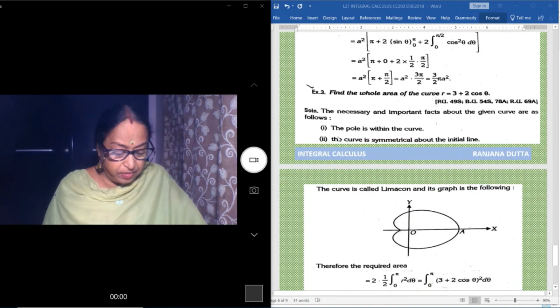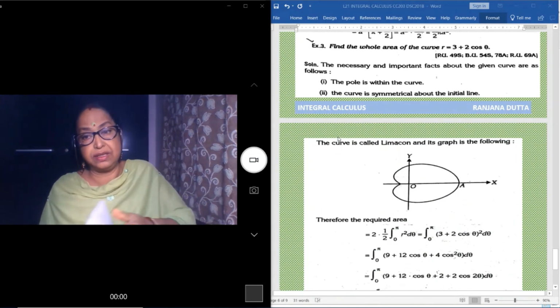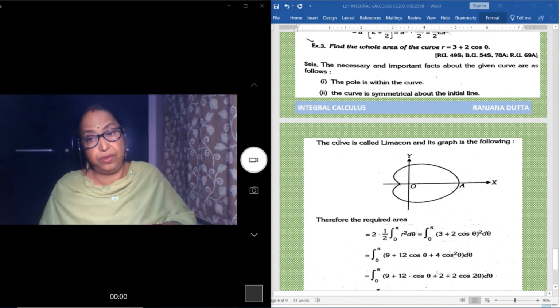Find the whole area of the curve r equal to 3 plus 2 cos theta, similar to the above. You try it at home.